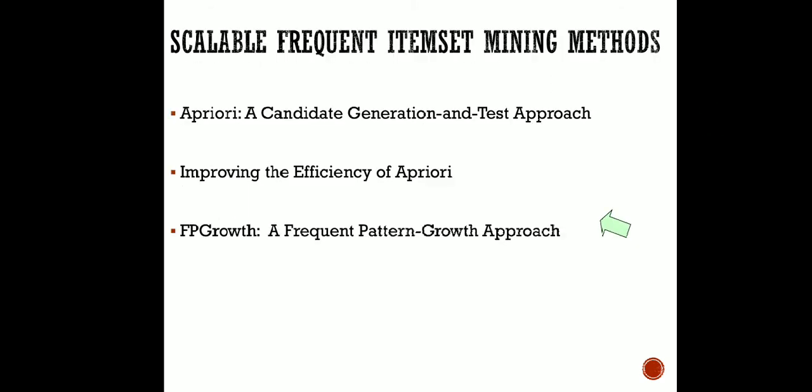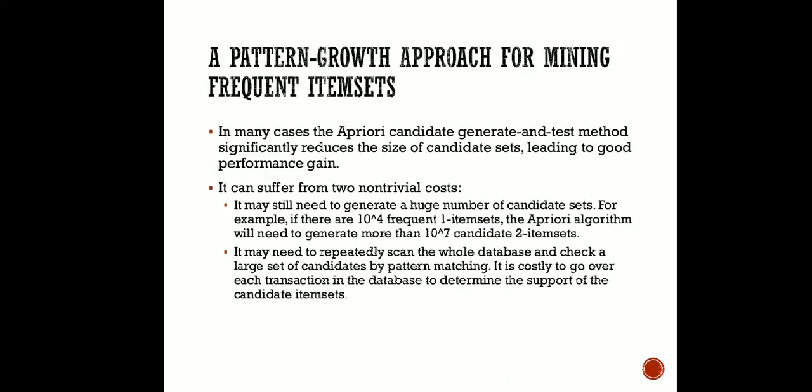Fine. So next we are going to see one more technique which is a much better choice than Apriori, called FP growth, or frequent pattern growth approach. In many cases, the Apriori candidate generate and test method significantly reduces the size of candidate sets, leading to good performance. We have seen how the Apriori algorithm can be improved, but it still suffers from non-trivial cost.